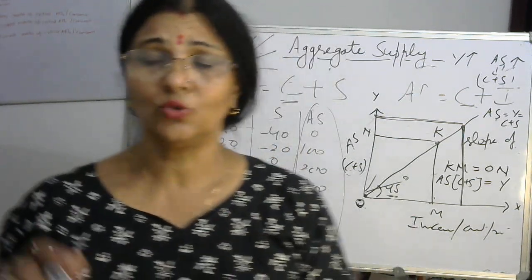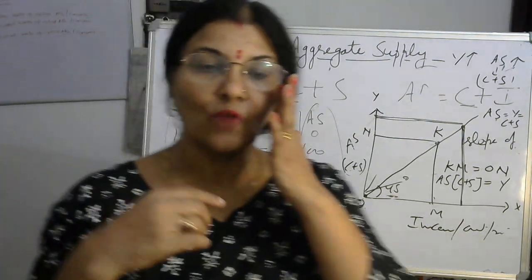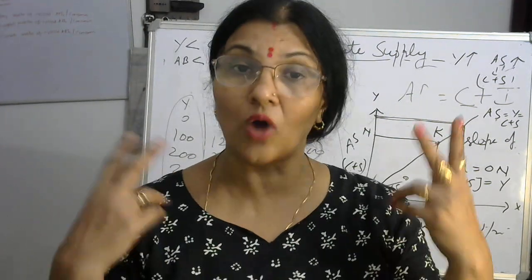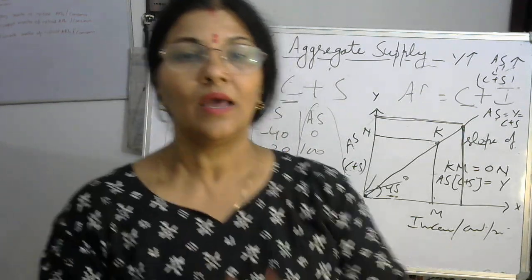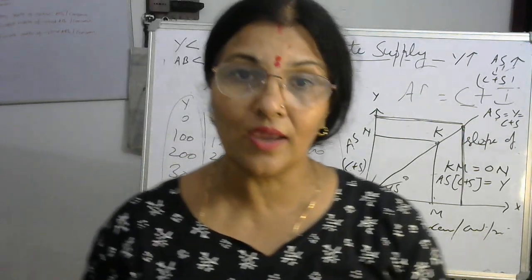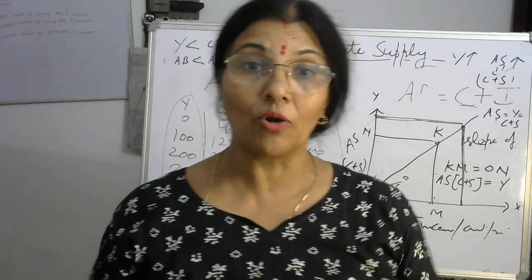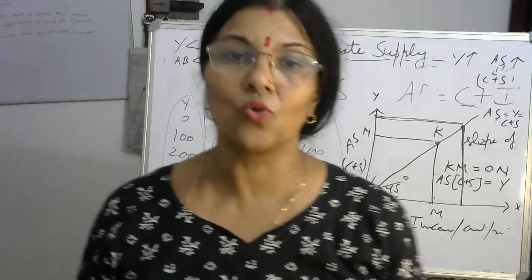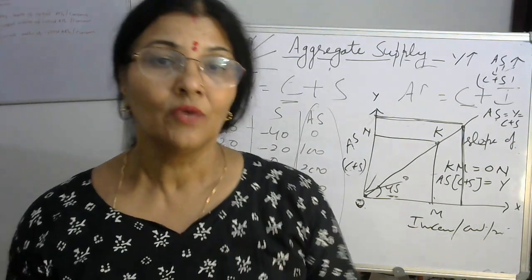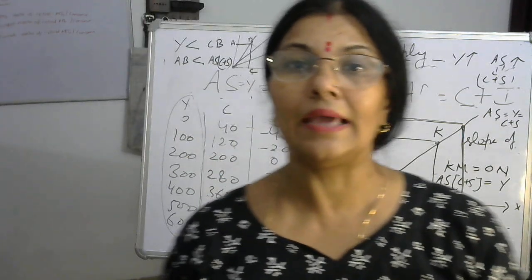So today I explained to you the meaning of AS, diagrammatic presentation, two components of AS, and tabular presentation of AS. So today you go through this concept thoroughly. Tomorrow I will start with the propensity to consume and propensity to save. Within 2-3 days the chapter will be ended.